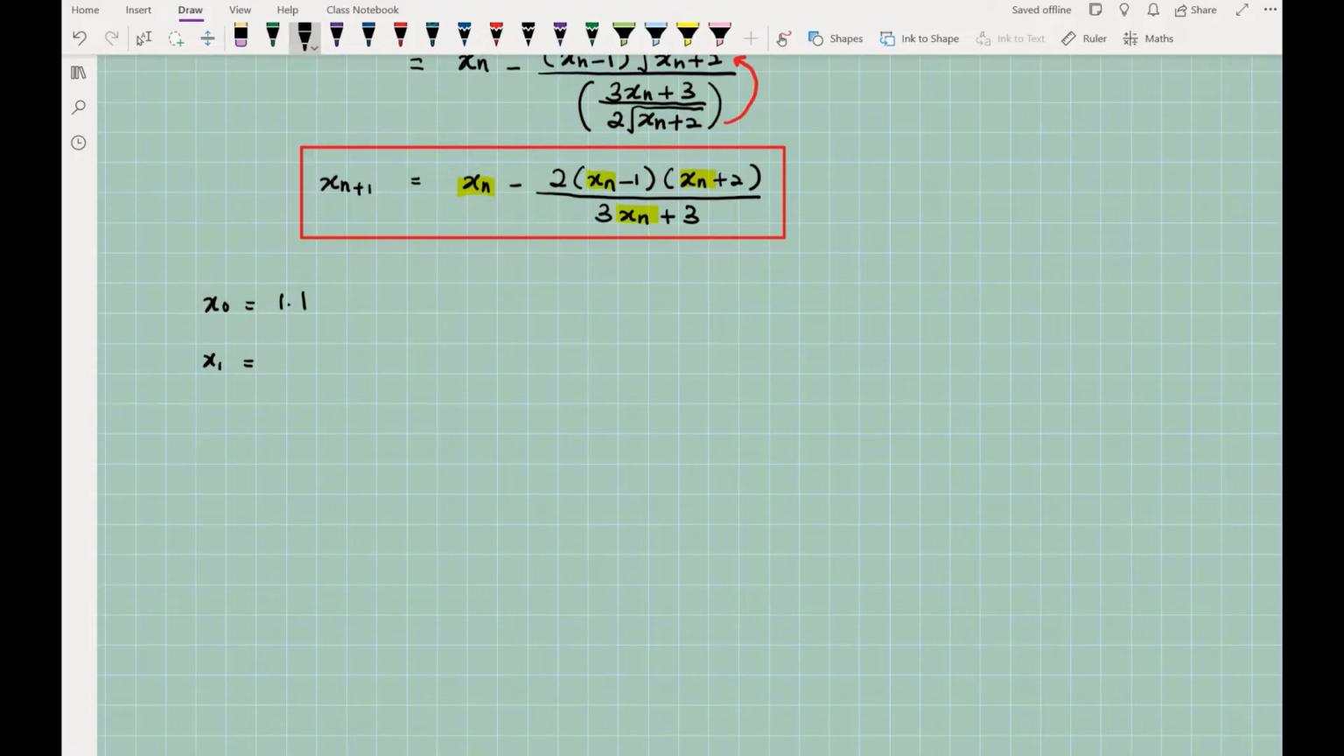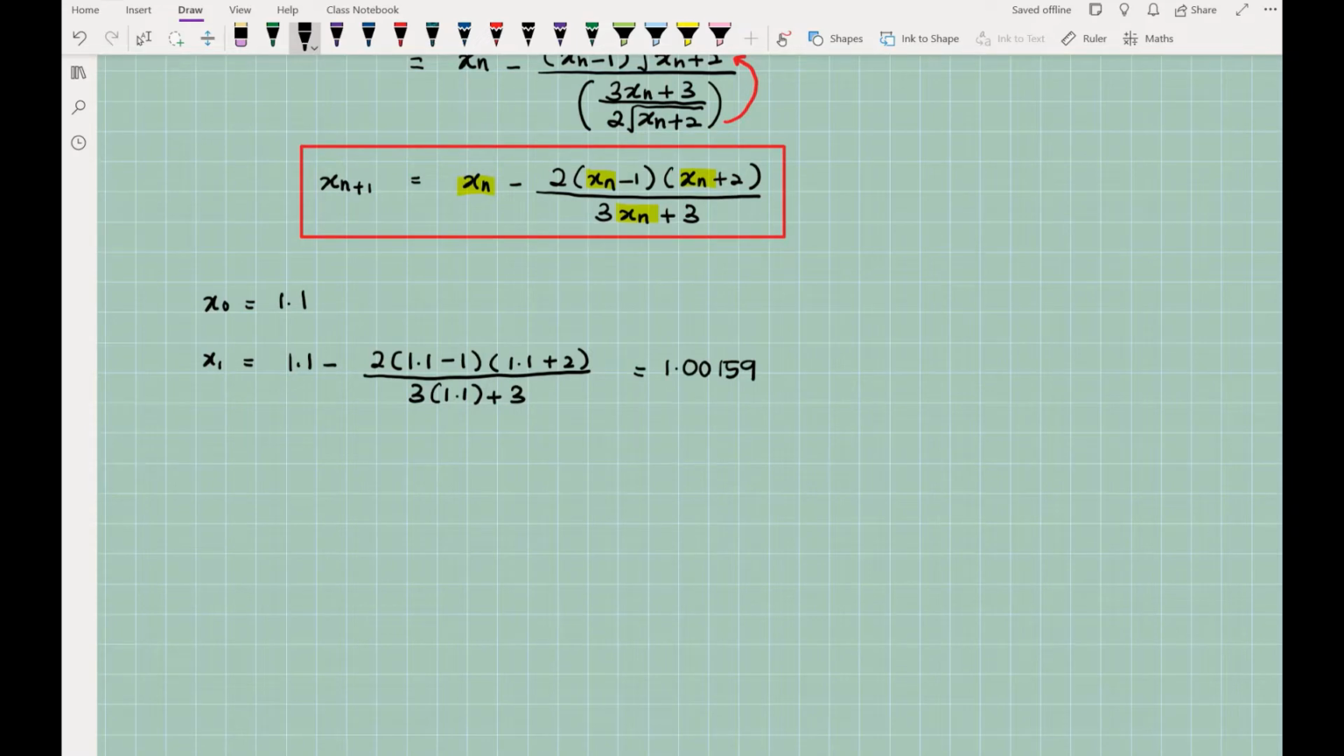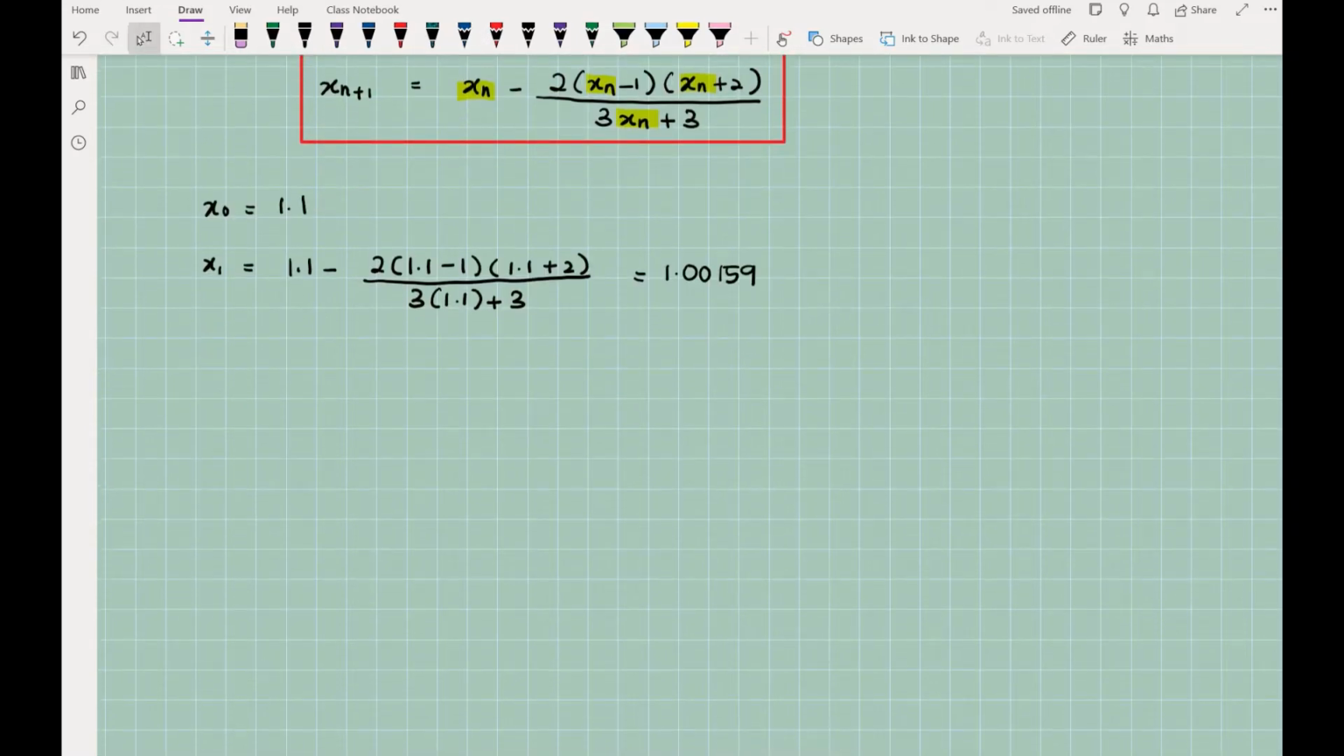Okay, so what you are going to get now adalah 1.1 minus 2 times 1.1 minus 1 times 1.1 plus 2 over 3 times 1.1 plus 3. So, kira sahajalah yang ni, tekan calculator and you should actually get X1 kita akan jadi bersamaan dengan 1.00159. So, untuk next step, kita akan ulang lagi proses yang sama. Yang mana now I'm going to find X2. X2 adalah X1 minus 2 times X1 minus 1 times X1 plus 2 over 3 times X1 plus 3.